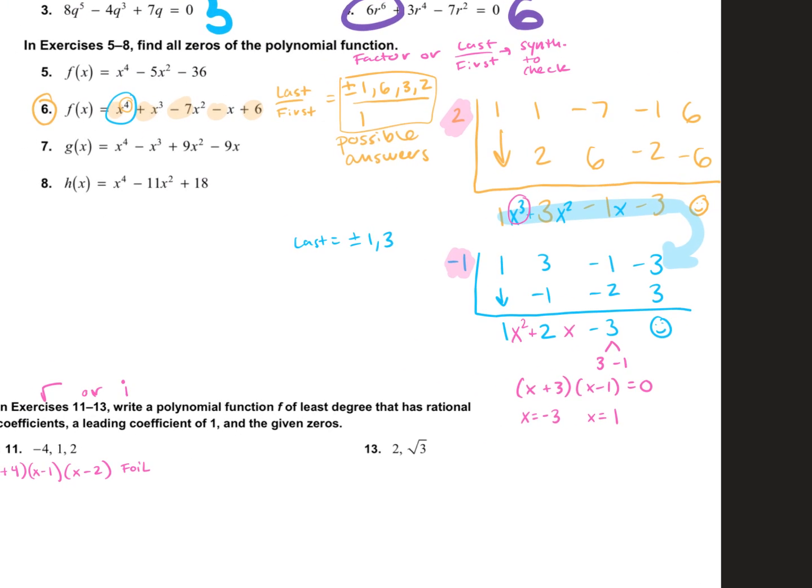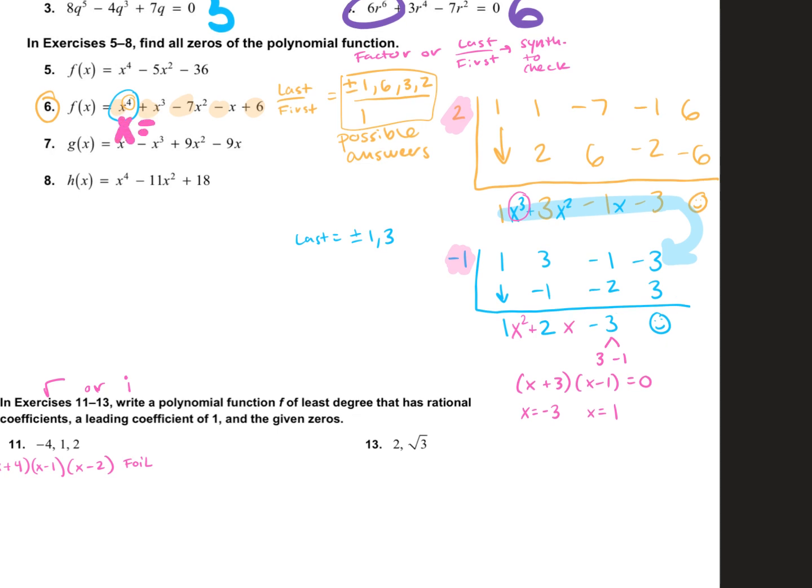So for number 6, what are my answers? 2, negative 1, the ones that I found when doing last over first, and then my answers here when I factored, negative 3 and positive 1. Doesn't matter the order. Because we could have tried positive 1 first, and you would have ended up with the same numbers. It would have just been different steps, but you'd get the same. So these are our 4 answers.